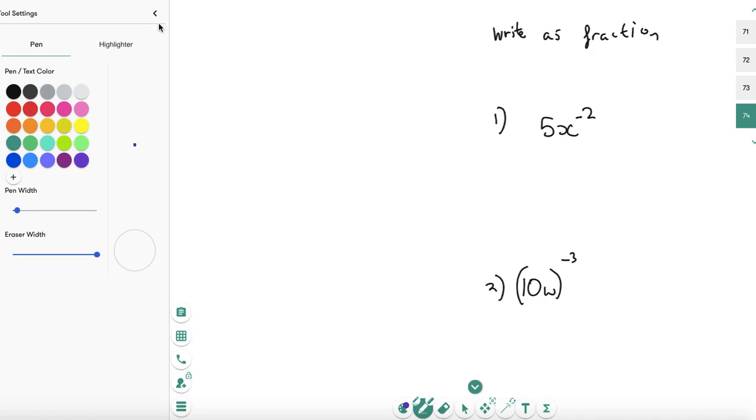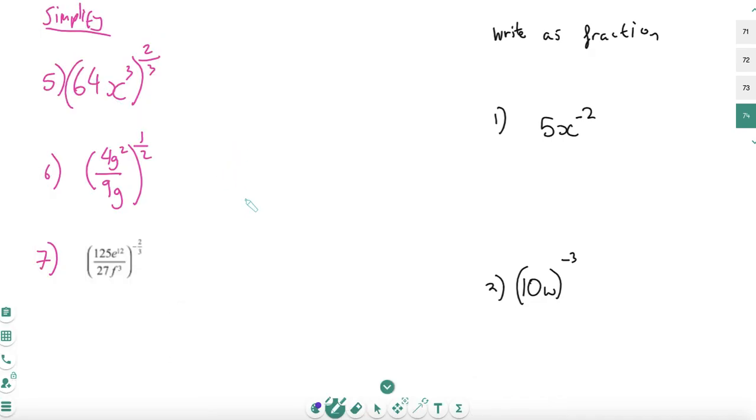Similar, but maybe a bit trickier. 64x cubed to the power of 2/3. Same thing. I'm going to separate my coefficient from my indice. And so it's going to be 64 to the power of 2/3. We're going to root by the bottom, power by the top. So 64 rooted by 3.